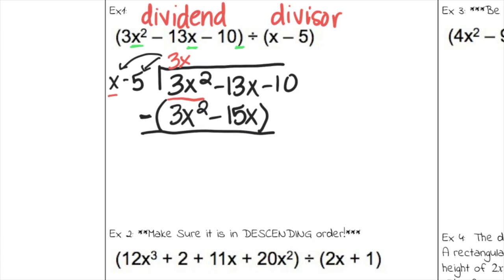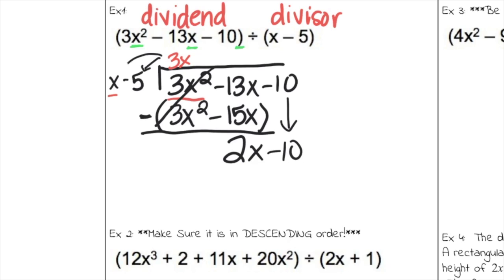So 3x squared, all right, I'm going to kind of point. This 3x squared right here minus 3x squared, the whole point of that is that it should cancel. So that should be gone. All right, so then I have negative 13x right here minus negative 15x. So negative 13x minus negative 15x. Minus a negative is actually going to turn that to positive 15. So that's going to be 2x. And we're going to bring down that minus 10.